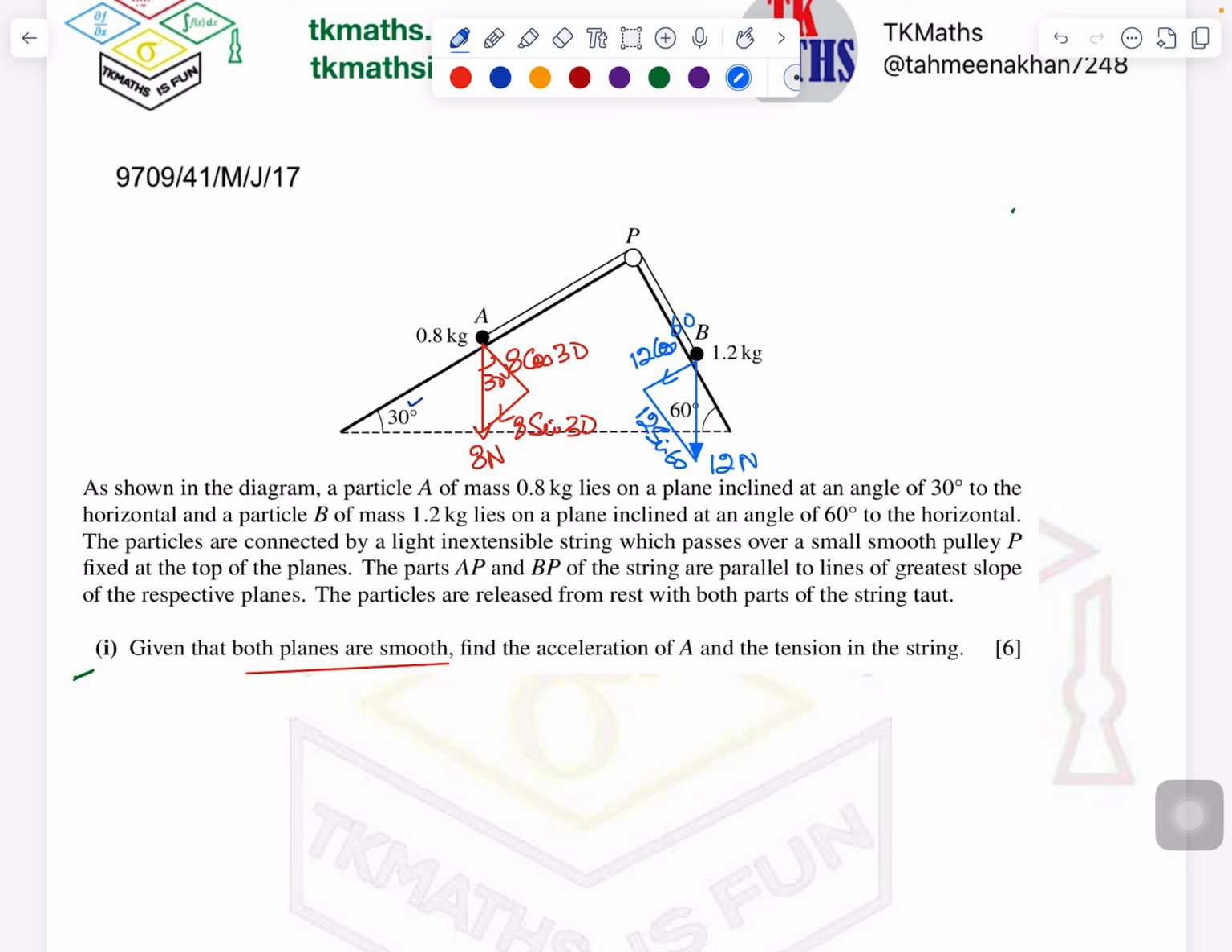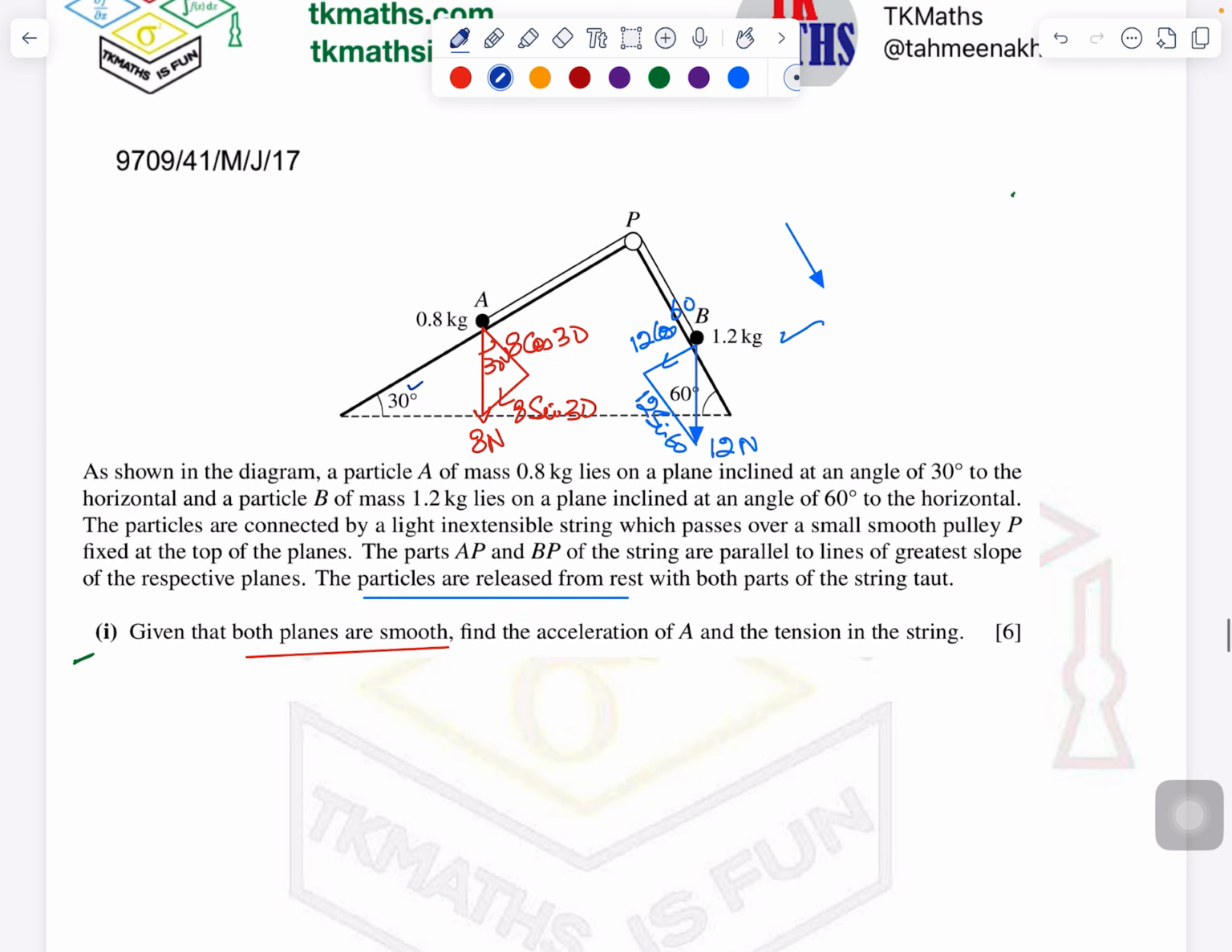Now because the particles are released from rest, since the weight of particle B is heavier, I will consider that it is moving down in this direction when it is released. If the acceleration comes positive at the end, then it means the assumption we have taken is correct. Otherwise, if acceleration comes negative, it means the particle actually started moving in this direction. So for the time being, I'm considering that B started moving down.